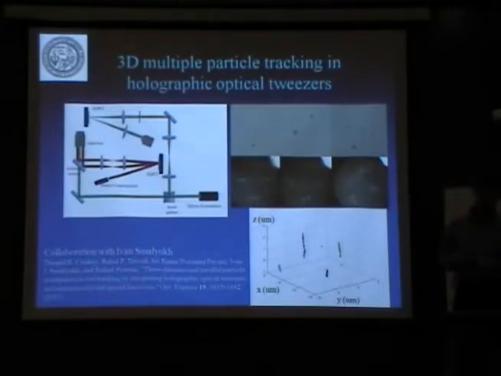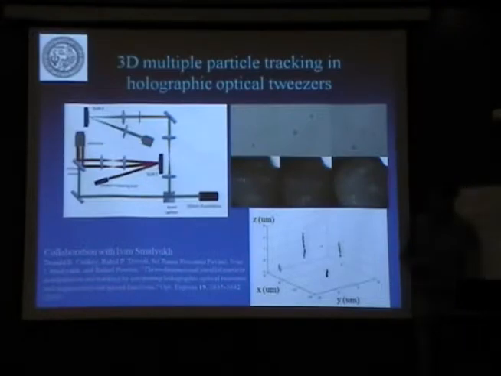Apart from having fun, this is useful. People in biophysics use this to study molecules and DNA and things like that. And Ivan uses it for liquid crystals.